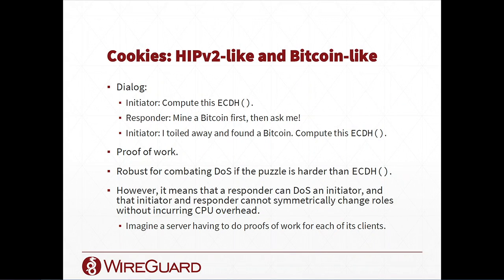As an aside, a little bit different, there's the proof of work. Compute this Diffie-Hellman. The responder says, well, mine a Bitcoin first, then ask me. The initiator says, I toiled away, I found a Bitcoin, now will you compute the Diffie-Hellman? So this is great if the puzzle is harder than the ECDH operation. In fact, it's perfect. But because we want the roles of initiator and responder to be symmetric, and we want them to be able to switch sides, there's a DOS potential because of the anti-DOS technique where, say you have a server that has tons of peers, if it has to complete all these proofs of work for all these peers, it's not going to scale well.